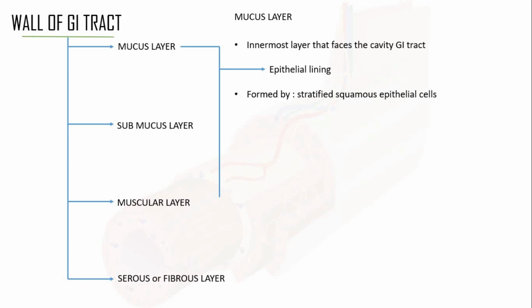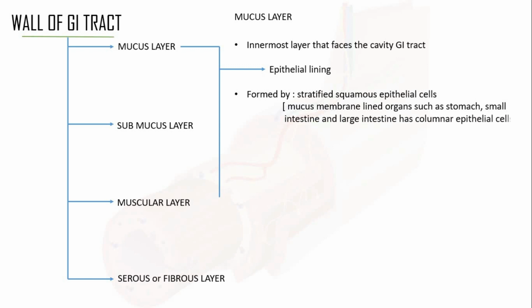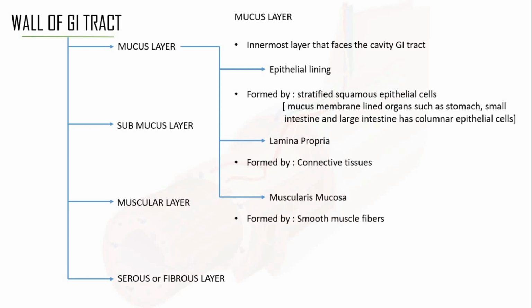This layer is formed of stratified squamous epithelial cells, but not everywhere, because the mucous membrane lining the stomach, small intestine and large intestine has columnar epithelial cells. And next comes the lamina propria. It's formed of connective tissues containing fibroblasts, macrophages, lymphocytes, eosinophils and so on. And then comes the muscularis mucosa. As the name indicates, it is a thin layer of smooth muscle fibers and is present everywhere but not in the mouth and the pharynx. It is present only from the esophagus onward. It's absent in the mouth and the pharynx.